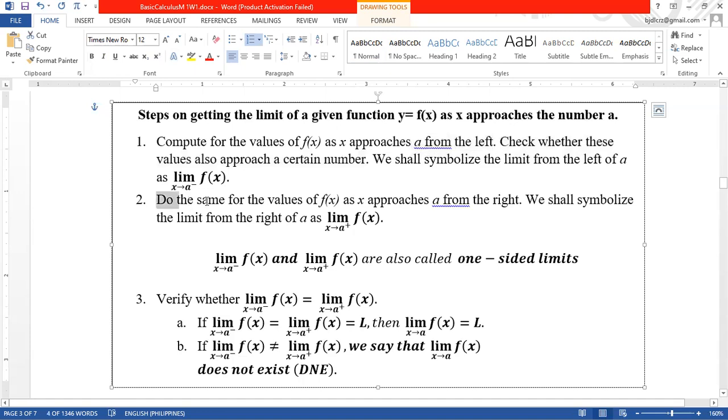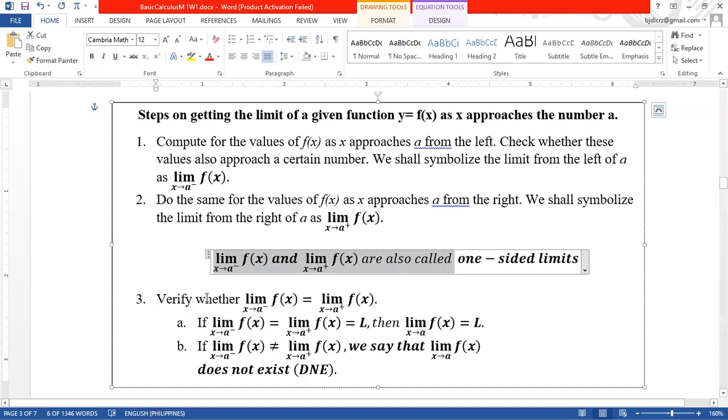So here, second one, do the same for the values of f of x as x approaches a from the right. So from the right na pud siya, so ang atuang exponent nga ibutang is a positive. So limit of f of x as x approaches to a from the left and limit of f of x as x approaches a from the right, so are also called one-sided limits. So kani sila are called one-sided limits.